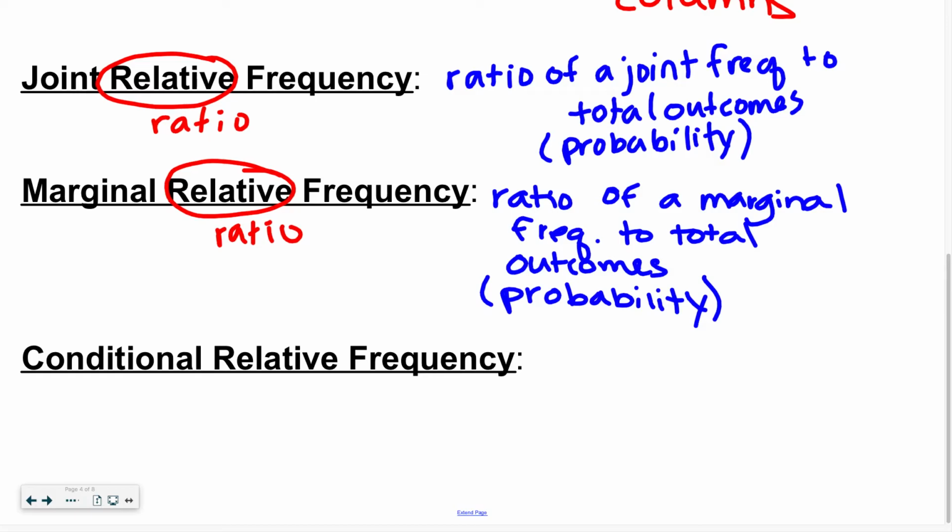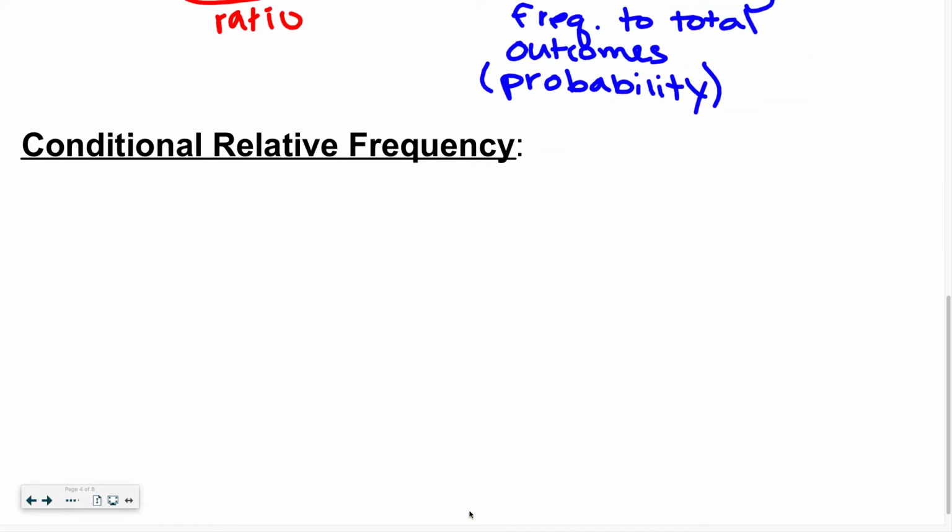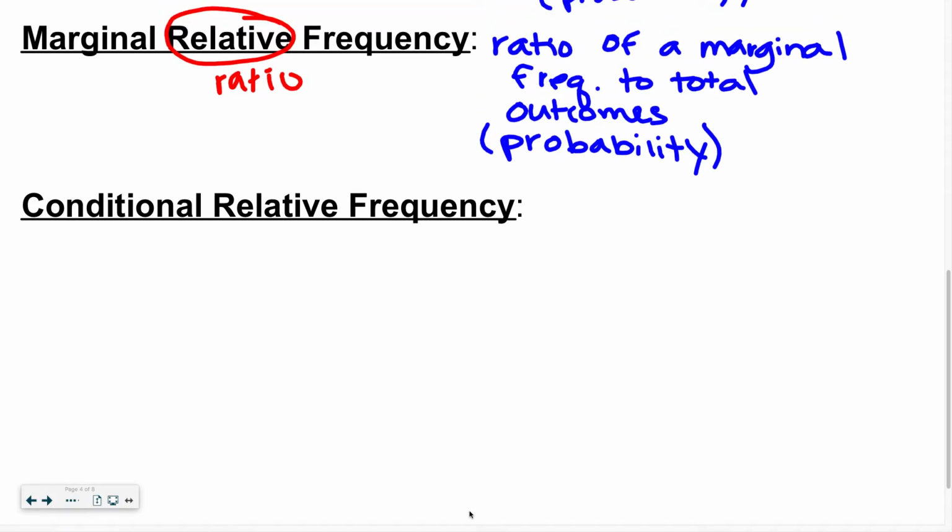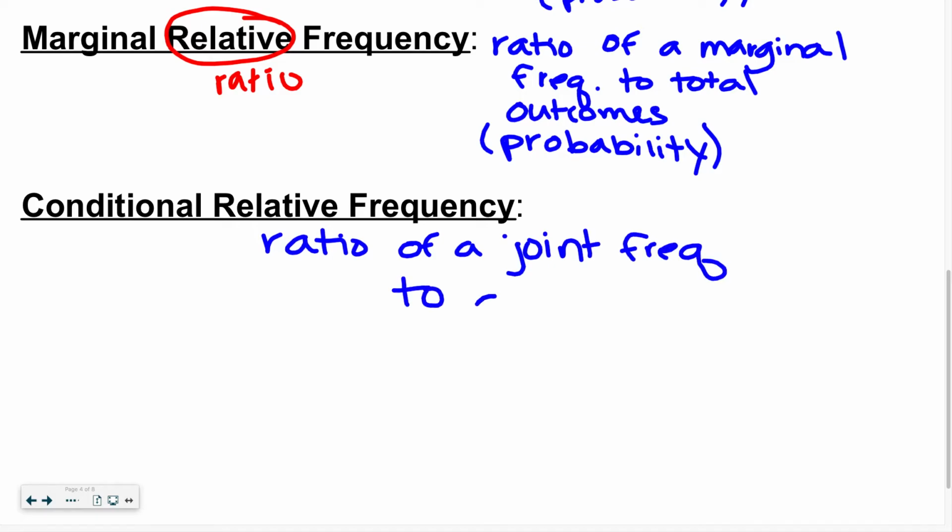Okay. The last one is conditional relative frequency. And of course, this is like what we talked about with independent and dependent events. This is, of course, another ratio because it's relative. So it's the ratio of a joint frequency to a marginal frequency. It's like that given probability.